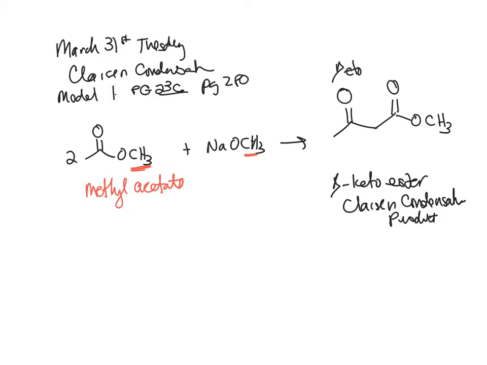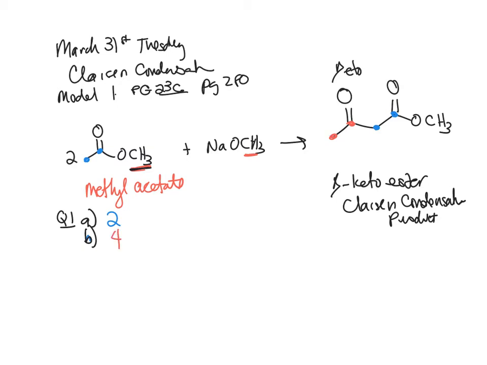Okay, so question number one. How many carbons in the carbon framework of the methyl acetate, not counting the OCH3 group, are there? So in the methyl acetate, 1, 2. So hopefully you answered 2. B, how many carbons are in the Claisen product, not counting the OCH3? So you have 1, 2, 3, 4.